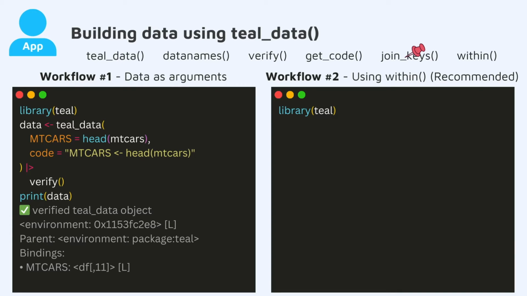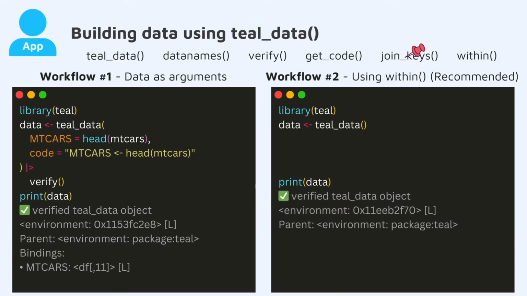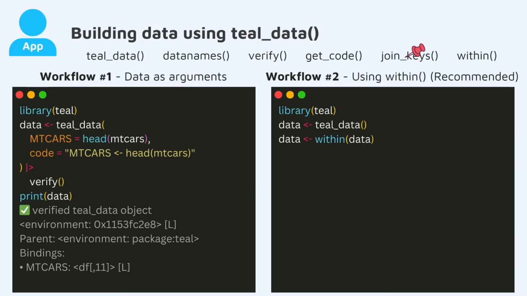The recommended workflow, if you are interested in code reproducibility, is with the use of the within function. Let's create an empty Teal data object. It is still verified since the code is empty and so is the environment. The within method has two required arguments, a Teal data object and the code as an expression. This code will be evaluated in the environment of the Teal data object.